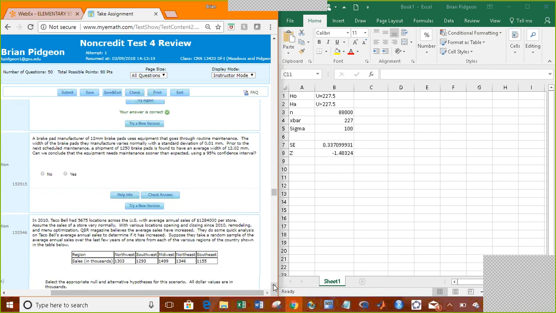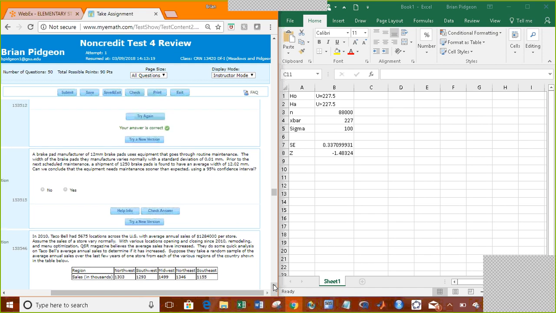So, the brake pad manufacturer of 12 millimeter brake pads uses equipment that goes through routine maintenance. The width of the brake pads varies normally with a standard deviation of 0.01. Prior to the next scheduled maintenance, a shipment of 1250 brake pads is found to have an average width of 12.02. Can we conclude the equipment needs maintenance sooner than expected using a 95% confidence interval?